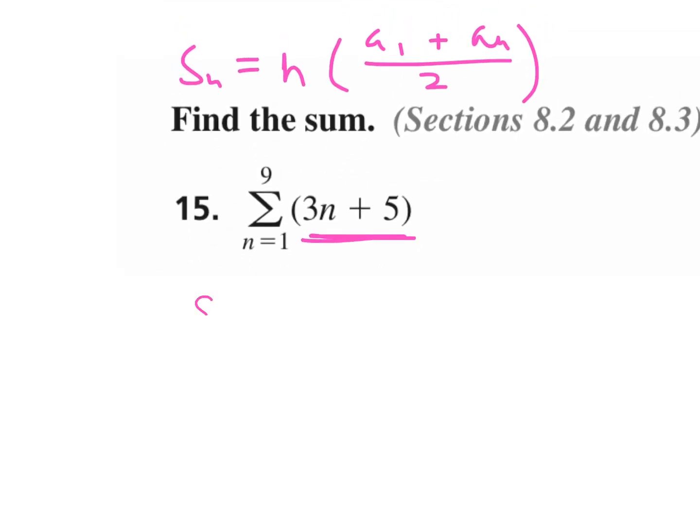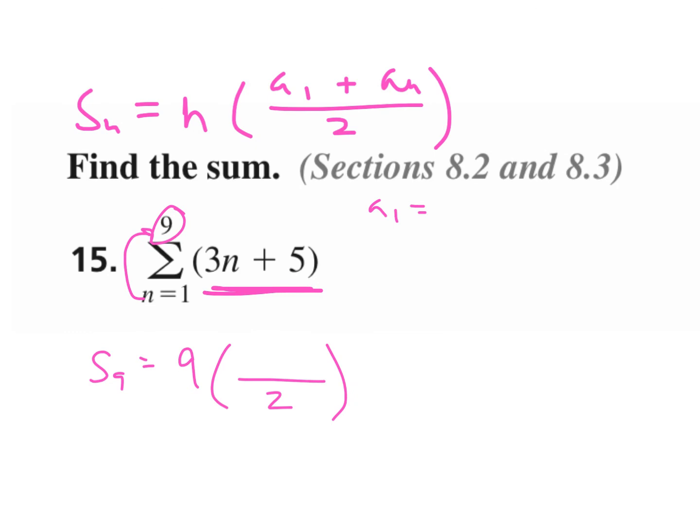So our sum of our 9 terms here, so we could say s sub 9 is going to be equal to, our n is 9 because we have 9 numbers from 1 to 9. A sub 1 is our first term, and a sub n is our last term. So it's always the first plus the last divided by 2. So to find a sub 1, we just plug in 1 into n. So 3 times 1 plus 5 is 8.